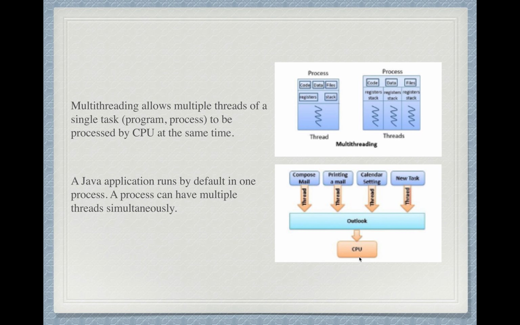Every thread has its own memory cache. If a thread reads shared data, it stores this data in its own memory cache. A Java application runs by default in one process. A process can have multiple threads simultaneously. So within a Java application, you work with several threads to achieve parallel processing or asynchronous behavior.